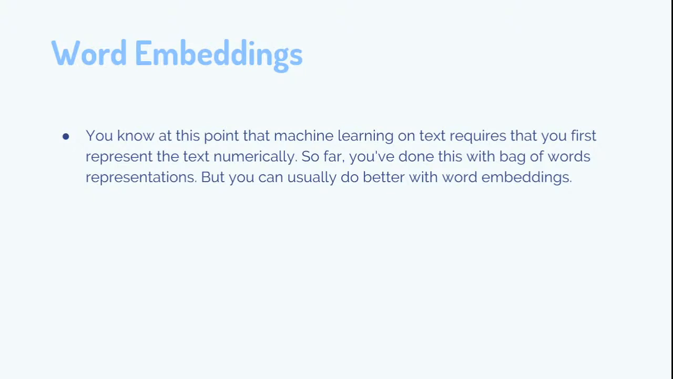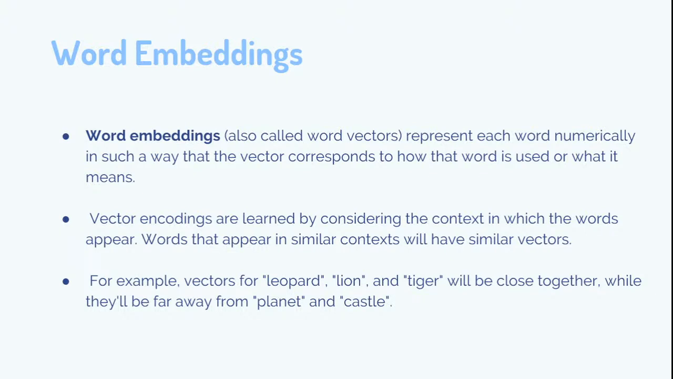That is called bag of words. Word embedding is also called a word vector. Each word is represented numerically as a vector that corresponds to how the word is used and what it means. For example, if you have the words leopard, lion, and tiger, they will be close together when converted into vectors, but far away from words like planet and castor. This is the difference that will be checked: leopard, lion, and tiger are animal-based, while planet and castor are different.